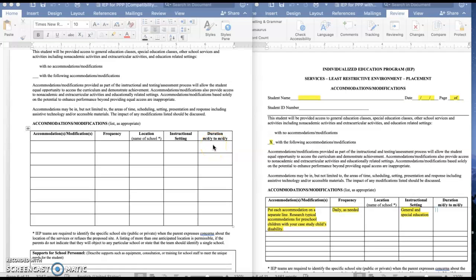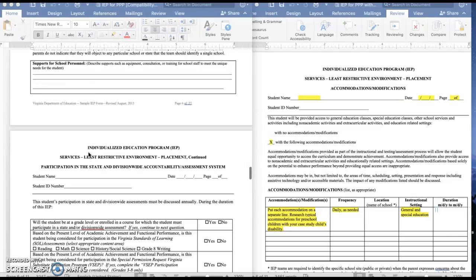And then the duration is usually the dates of the IEP. So it would be the date that the IEP starts, the date of the meeting or the date it's signed. And then it goes until one year minus one day. So I'm recording this on November 12th, so the IEP would be November 12th, 2019 to November 11th, 2020. That's how you would write the duration. So this is where you're going to go ahead as a PLC and decide what are the accommodations that you need to make for your case study child, and you'll put them down there.